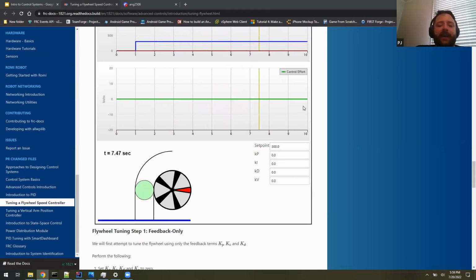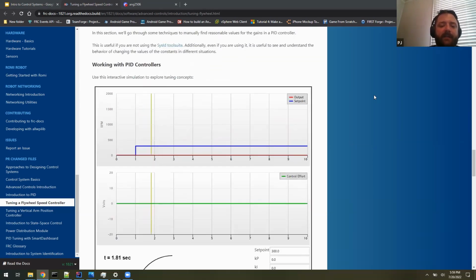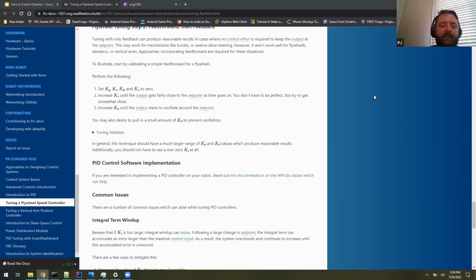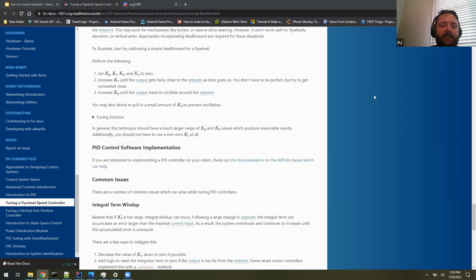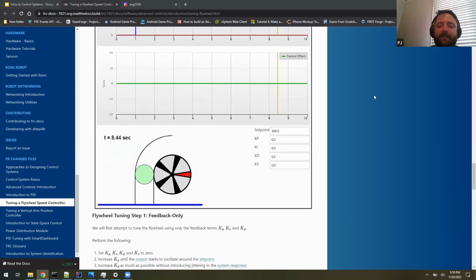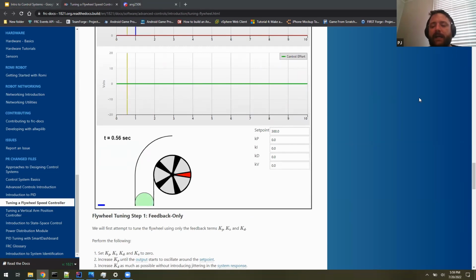Okay, so does anybody... is this the part I want? What do you mean by an arbitrary feed forward loop?